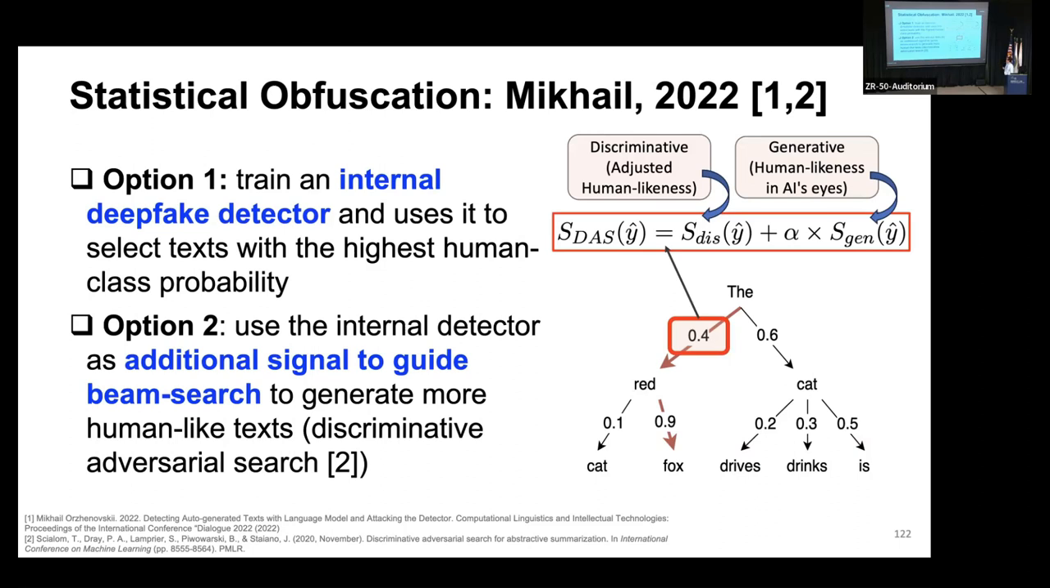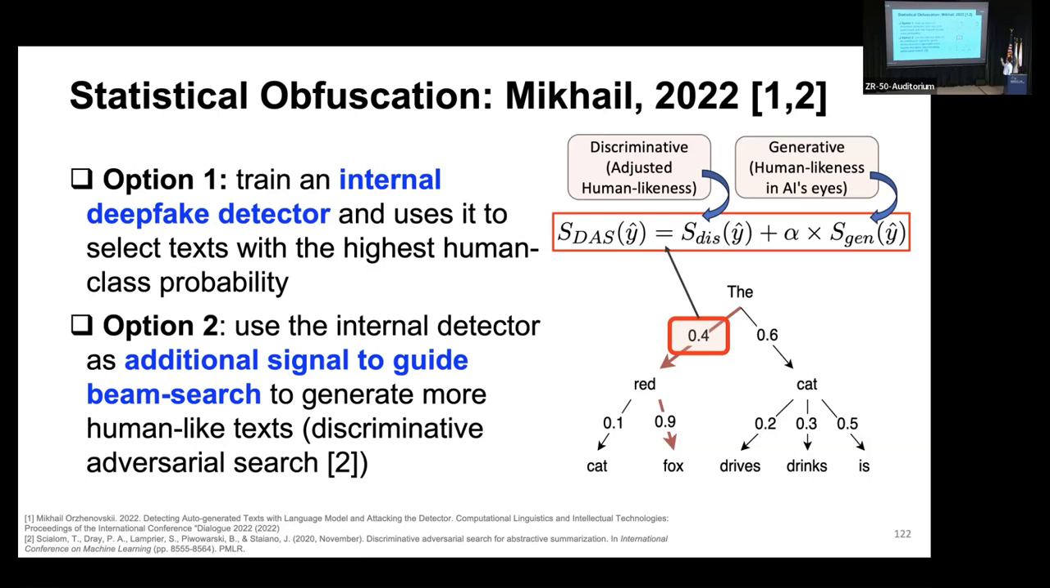So when ChatGPT and other language models generate text, sometimes they use a technique called beam search. What it does is, from the first word, for example the token "the", it looks into the future and asks, what is the most likely next token? For example, the most likely next token in this case is either red or cat.